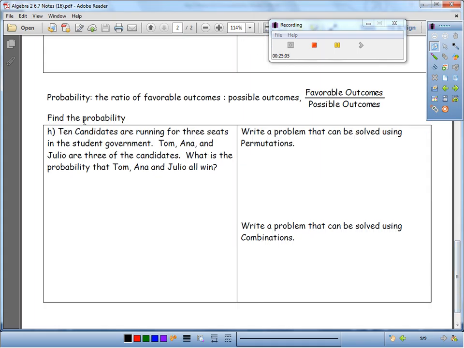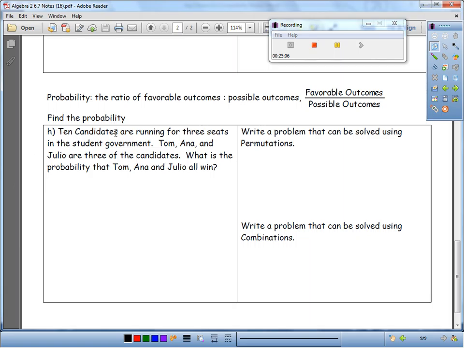Okay, now I want to find the probability. We've been dealing with how many possible outcomes there are. Now we want to add in our probability of that. And remember, probability is the ratio between favorable outcomes versus possible outcomes. Favorable outcomes are the outcomes that I want to happen.